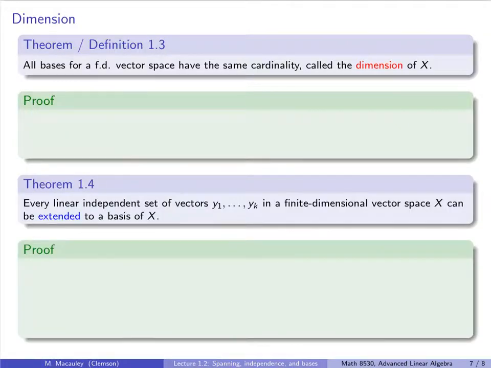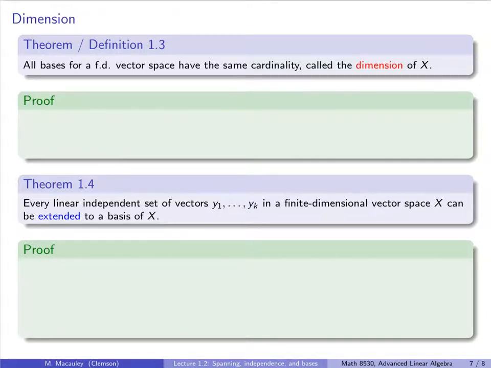The next result is both very straightforward, but also surprisingly useful as a technique. This is, if we have a linearly independent set of vectors, say y1 up to yk, in a finite dimensional space, then we can always extend that to a basis of X. So we never have to worry about backing ourselves into a corner and having to remove vectors and add them a different way. We could just greedily add vectors one by one until our set spans.